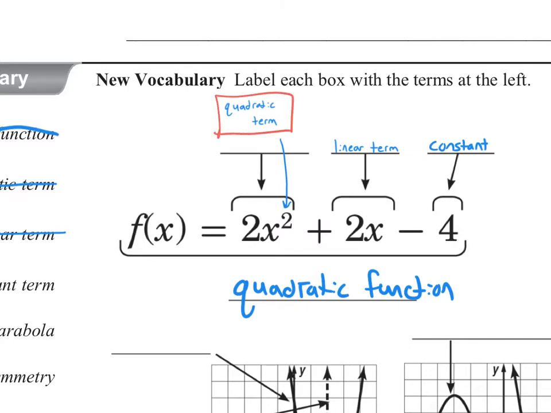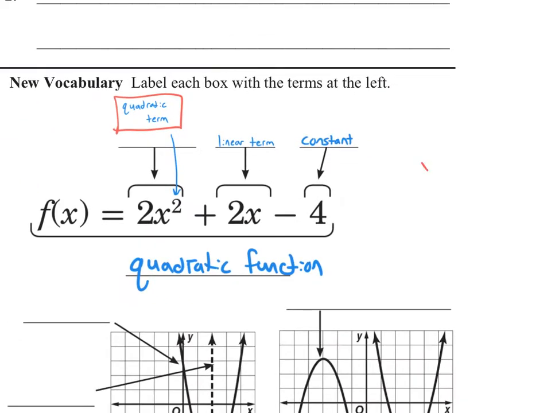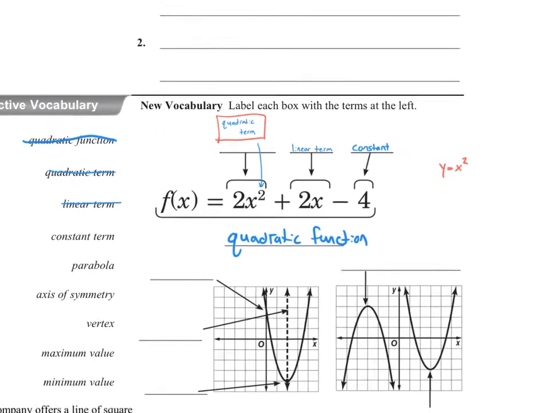If it doesn't have a linear term or a constant term, that's okay. Sometimes we'll just see a function such as y is equal to x squared. It's still quadratic because it has a quadratic term. If it has a linear or constant term, that's fine. But that x squared is what makes it quadratic.